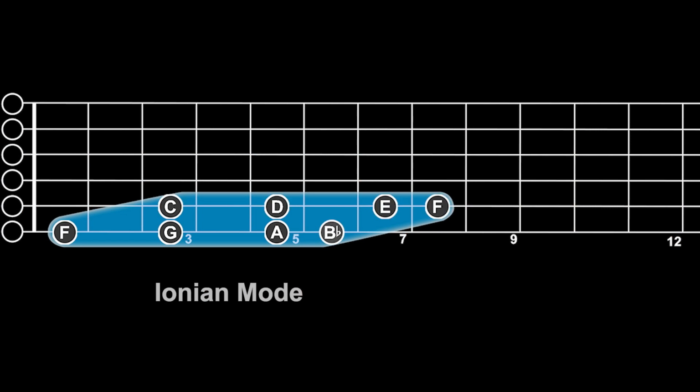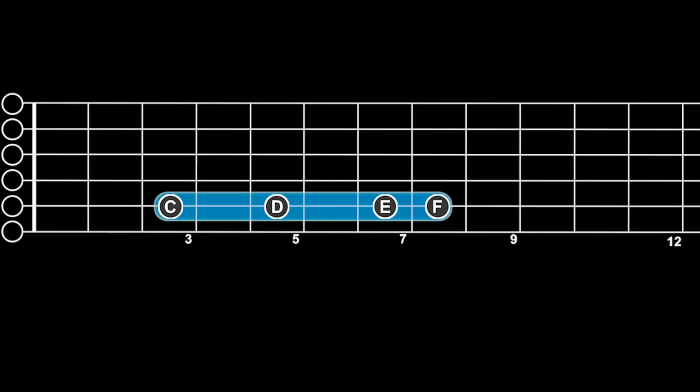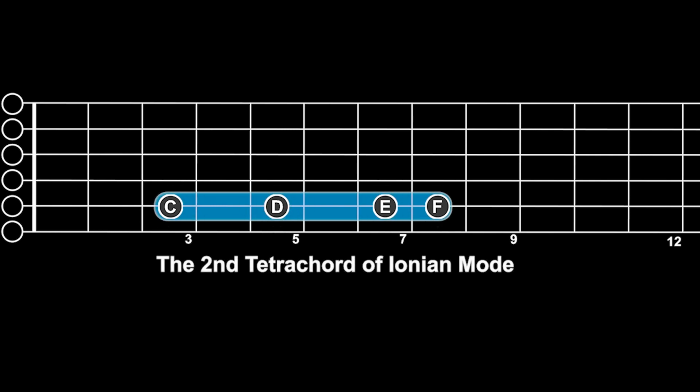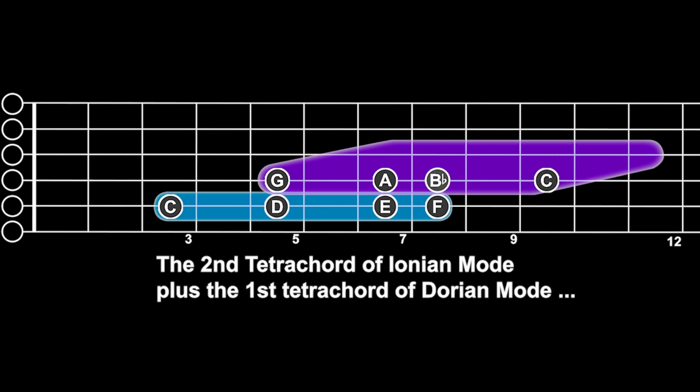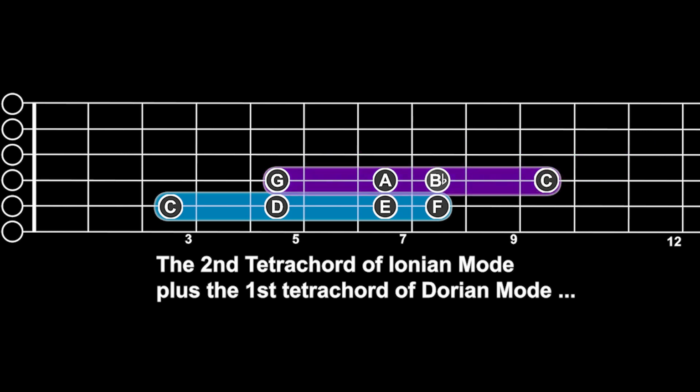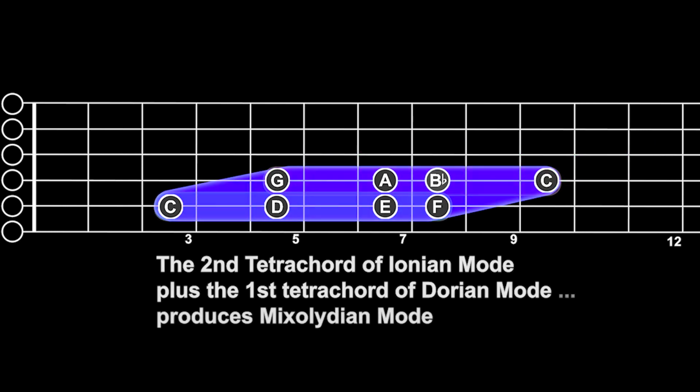When we get to the second tetrachord in that mode, we are on the 5th step of the key. C is the 5th step of the key of F. And if we play the exact same pattern we were just playing, where we start with 2 whole steps and a half step, and then we go to what would be the first tetrachord of the Dorian mode, well, that's Mixolydian mode.